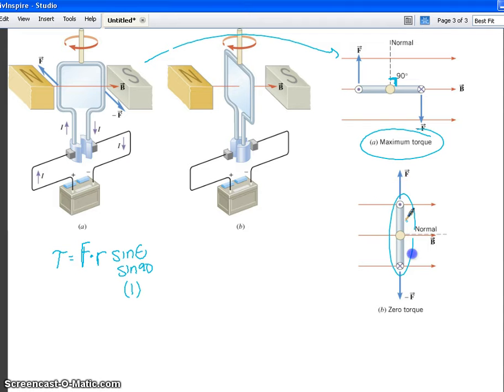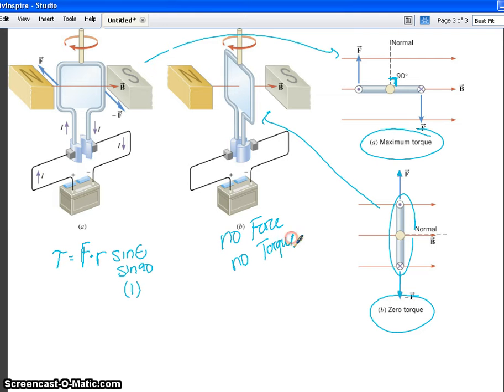Here is the top-down view of this picture right here when the loop is facing head on, not sideways like this one, but head on like this way. If we do the right-hand rule for each side, you can see the force is pointing directly out. So there's actually no torque here. So in this position right here, there is no force, no torque trying to cause it to rotate.